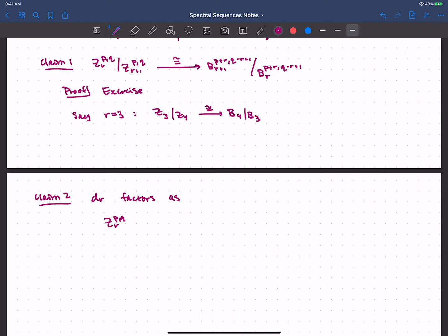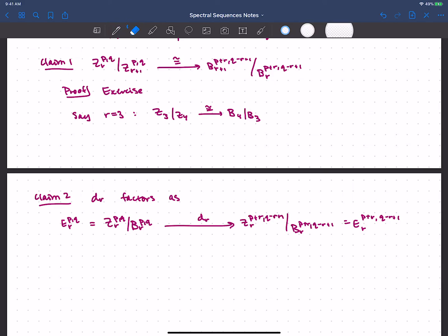we know it's supposed to go from ZRPQ mod BRPQ, just because that's our ERPQ. And it's supposed to go to, well, ZR mod BR again, but now I didn't leave myself enough room. P plus R, Q minus R plus 1, that's just coming from the degree of our differential. BR same thing, P plus R comma Q minus R plus 1. That's our ER in that degree. Okay, that's what our dr differential is supposed to do.